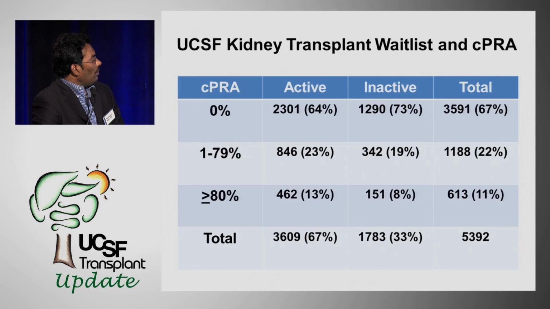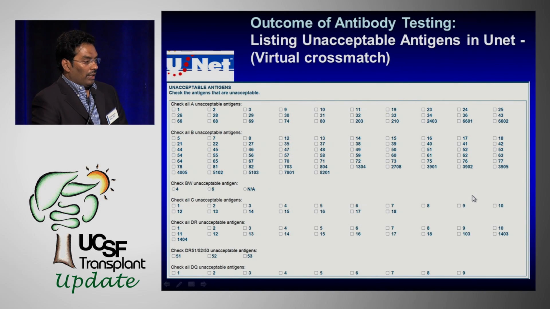So if you look at our waitlist, over 11% of the individuals on the kidney waitlist have over 80% PRA. It's a huge problem. High PRA is not random. It's over 600 people having 80% PRA, and most of them are retransplants or women.